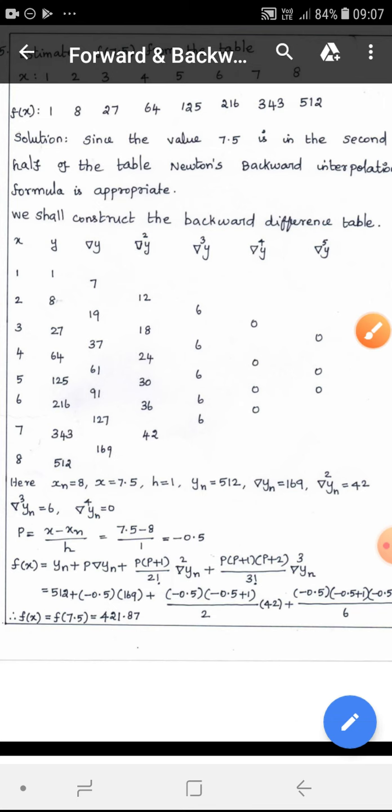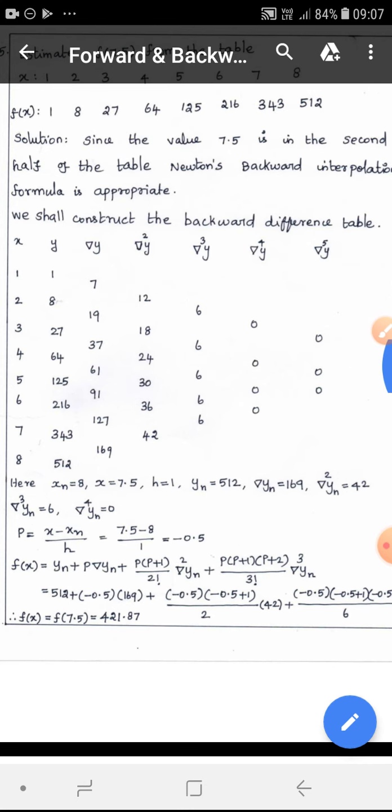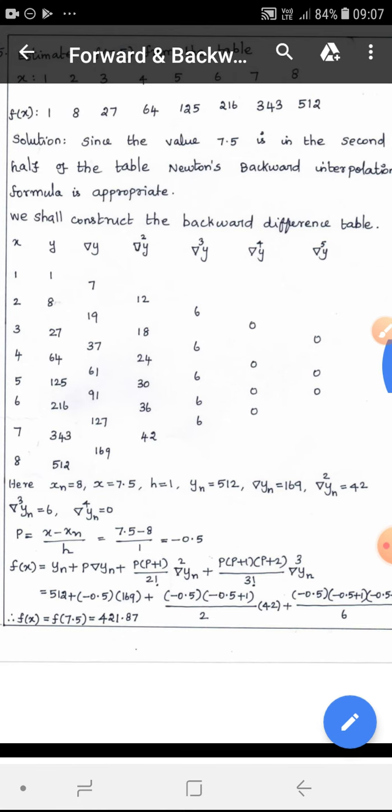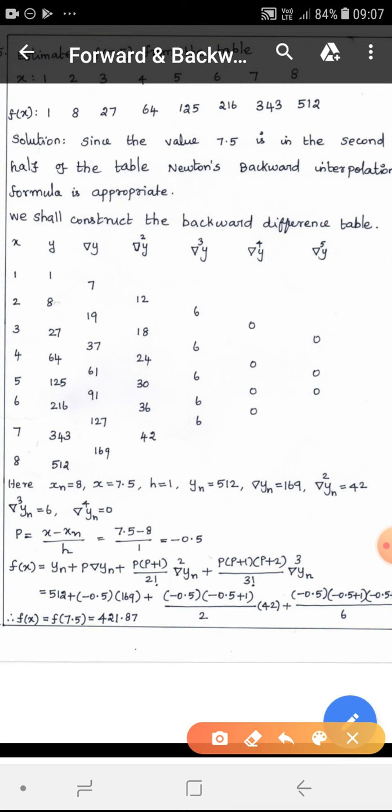With these values, if we substitute all of them along with the values of backward differences in the formula, you get the value of f of x at x equal to 7.5 as 421.87.